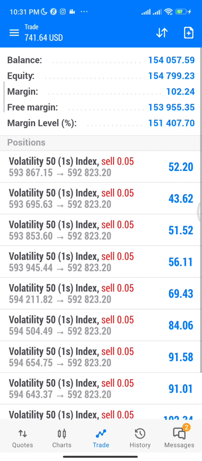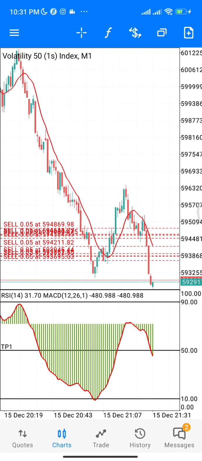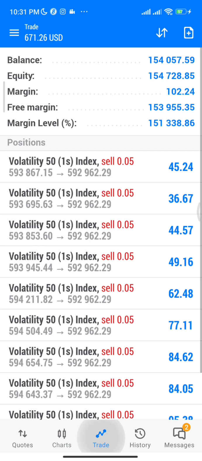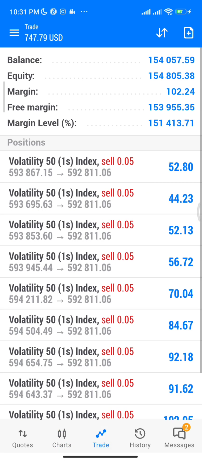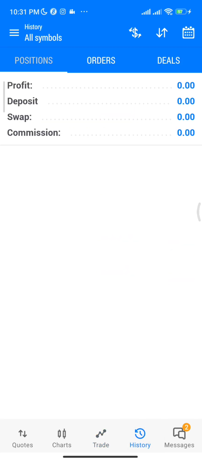Okay, so this is the sell position that I entered before. You can see this is the sell position that I entered before. You can see for yourself. This is the sell position, accurate.